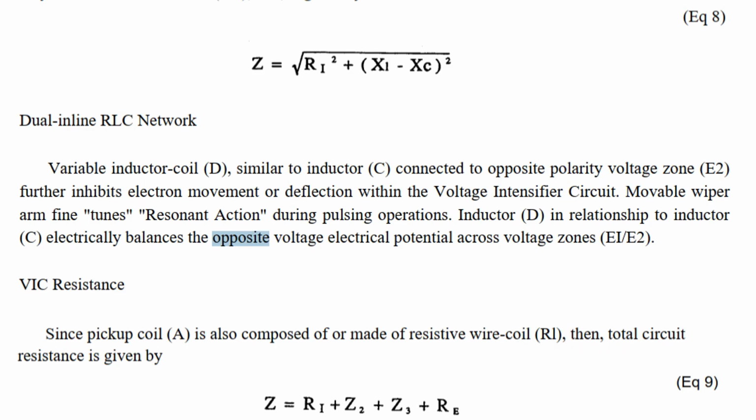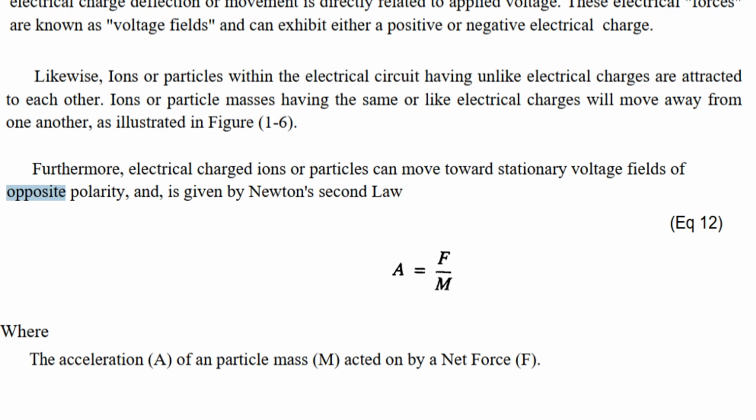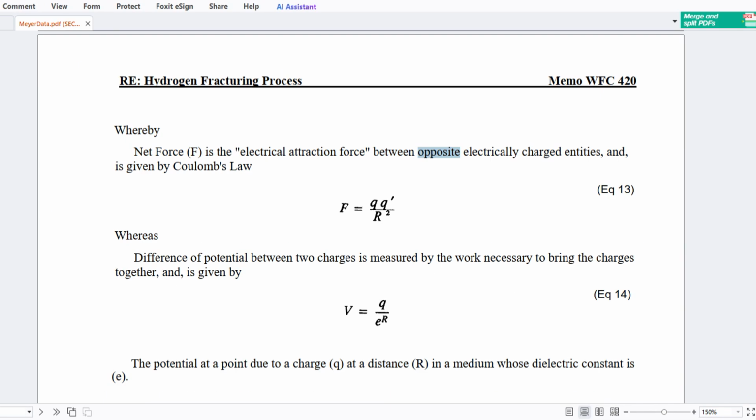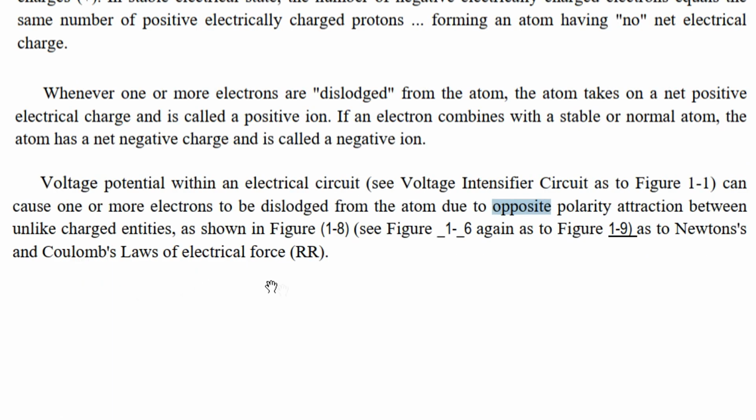Here we're talking about equal opposite polarity pulses being of equal values. Next, furthermore, electrical charged ions or particles can move towards stationary voltage fields of opposite polarity. Next, net force is the electrical attraction force between opposite electrically charged entities. Next up, voltage potential within an electrical circuit can cause one or more electrons to be dislodged from the atom due to opposite polarity attraction between unlike charged entities.